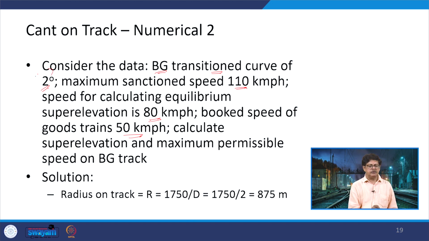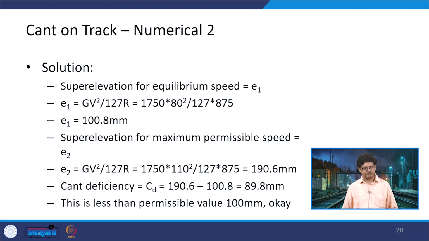So, we have given the degree of the curve. From the degree of the curve we can calculate the radius. It comes out to be 1750 divided by degree. So, 875 meters is the radius. Now, superelevation for the equilibrium speed, say E1, the equilibrium speed was given as 80 kilometers per hour, 875 we just calculated. Using the equation, what we get is 100.8 mm.